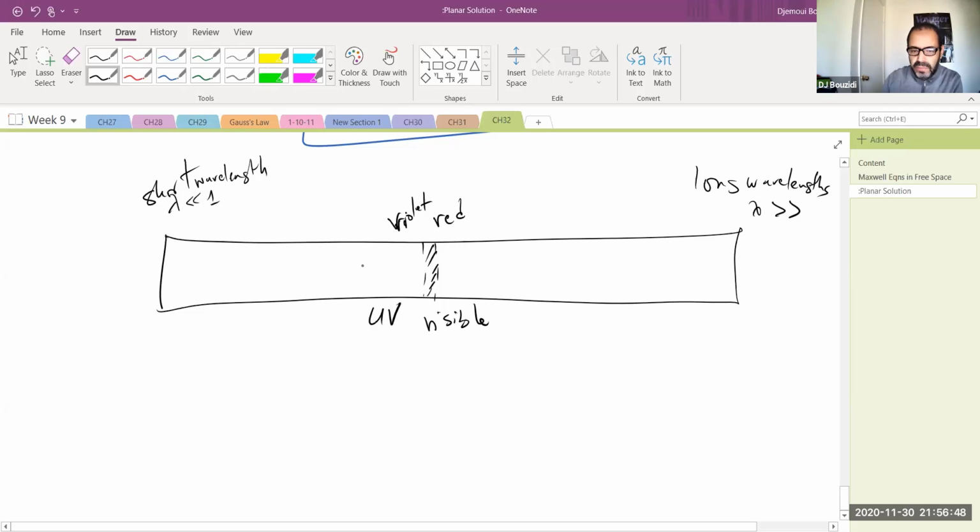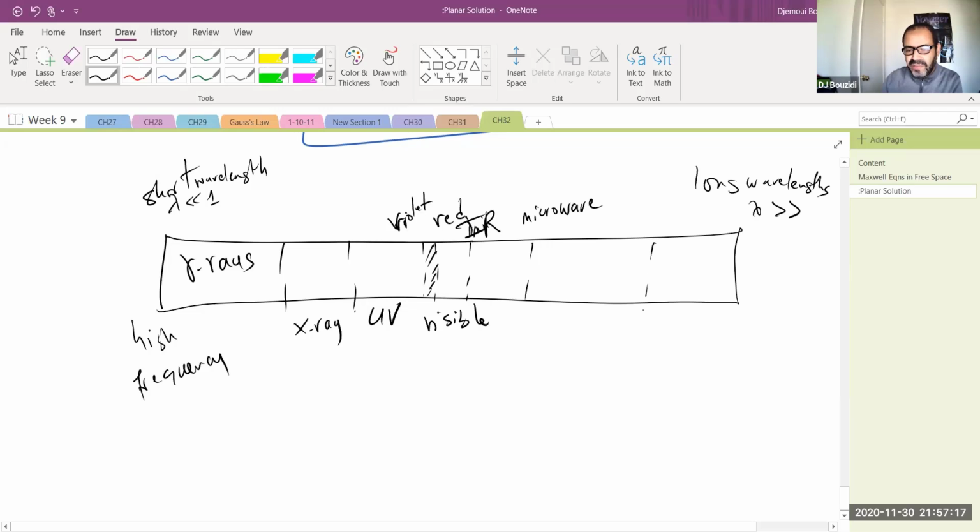On this side, you have the UV. On this side also, you have the X-ray, and you have the highly energetic gamma rays. Okay, so this is high frequency. And on this side, you have the infrared first, IR, and then you have the microwave, and you have the radio wave. Radio wave like your cell phone and telecommunications and things like that. And you have even far longer wavelengths.